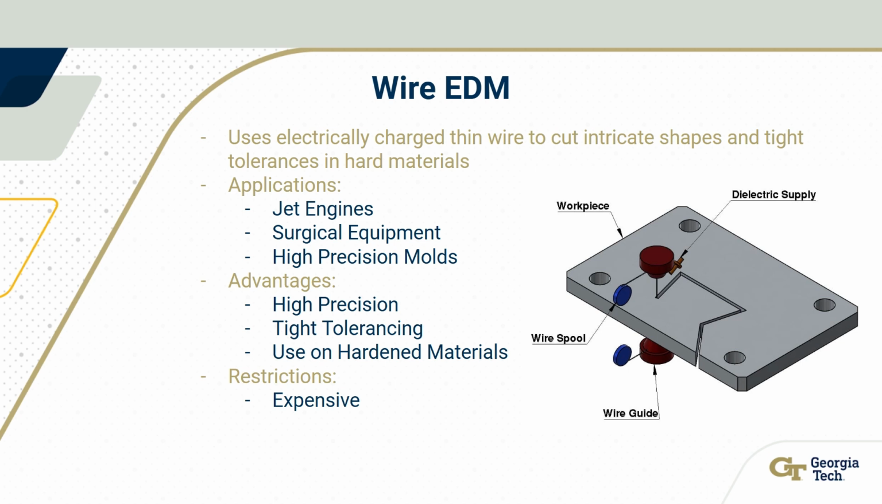It's also great on hardened materials. You don't need to do the hardening afterwards. You can have a hardened material already, and wire EDM can cut through that because it uses the electrically charged wire to cut instead of it just being a normal blade. The restriction is that it's expensive, obviously. Otherwise, this would be used in a lot of places, but it's mainly only used when that amount of high precision is absolutely needed. Otherwise, you can use other manufacturing processes.